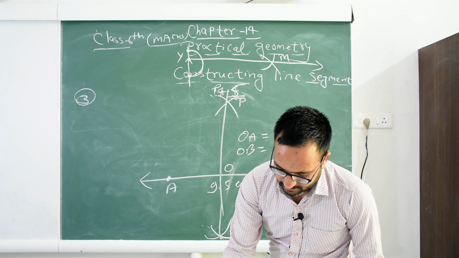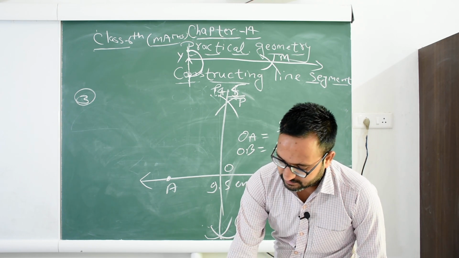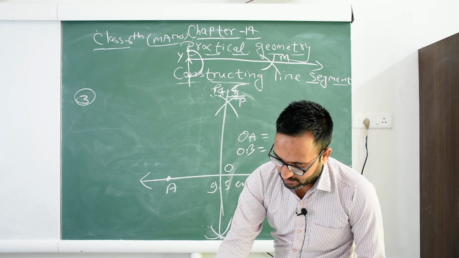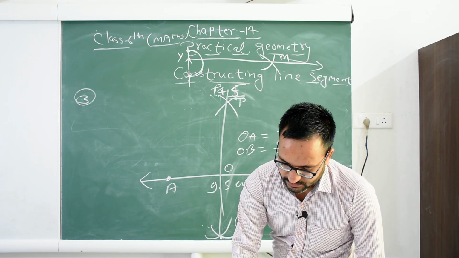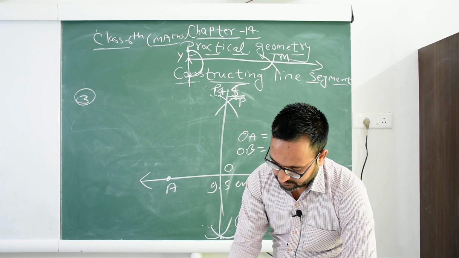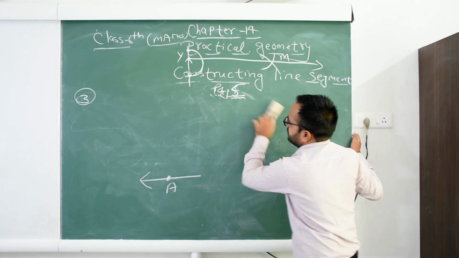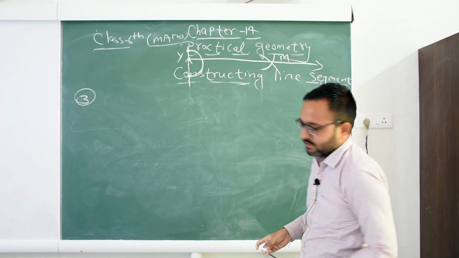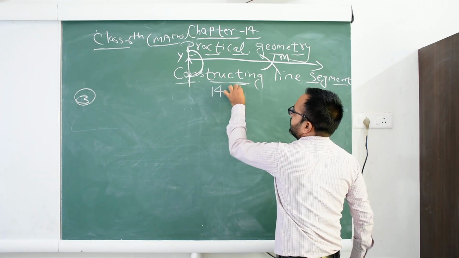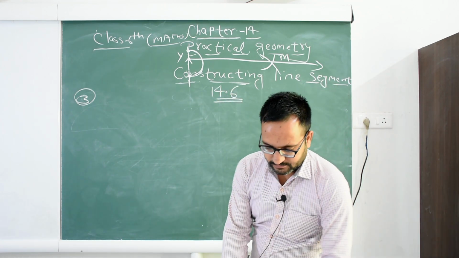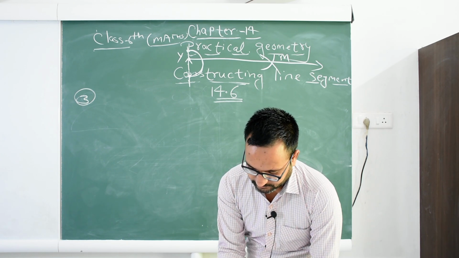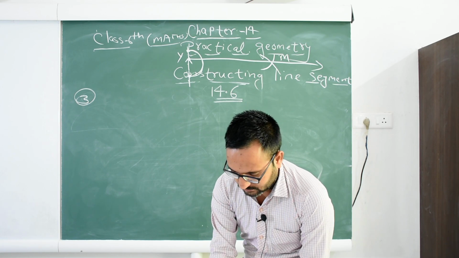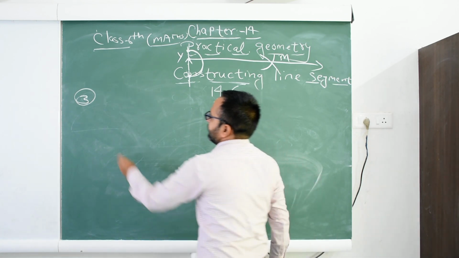Okay, now we discuss angles. How to draw any angle with the help of a compass. So with the help of compass and ruler, use protractor here. So exercise 14.6. Okay, so question number 5.